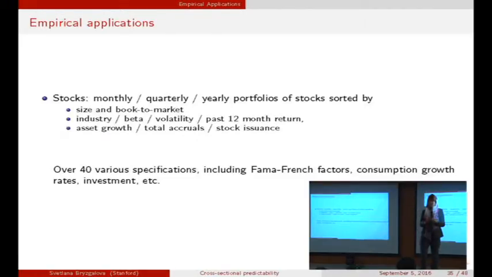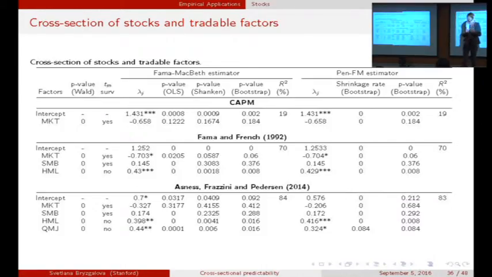Now I wanted to show you some empirical applications. There are lots of different examples, and obviously I cannot show you all of them, especially since we have like 500 different factors. So I'm going to show you some of the cases where nothing changes, where things change a lot, and where things change partially. So first of all, let's start with the basic models.